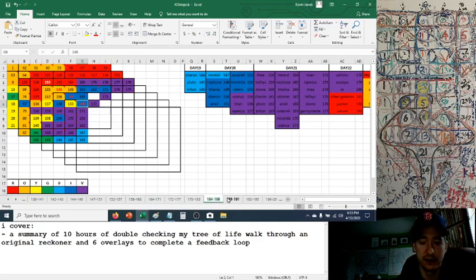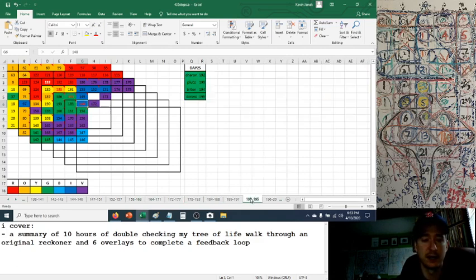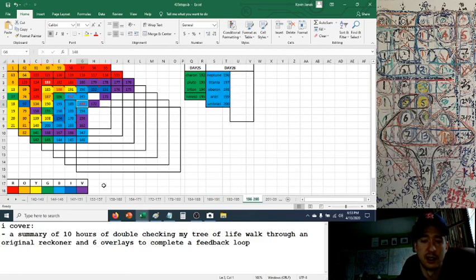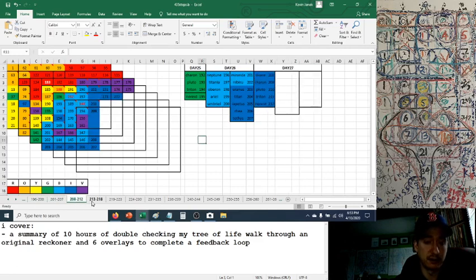It just follows the same pattern. I don't want to get into it too much. I want you to see it. So it follows the same pattern.